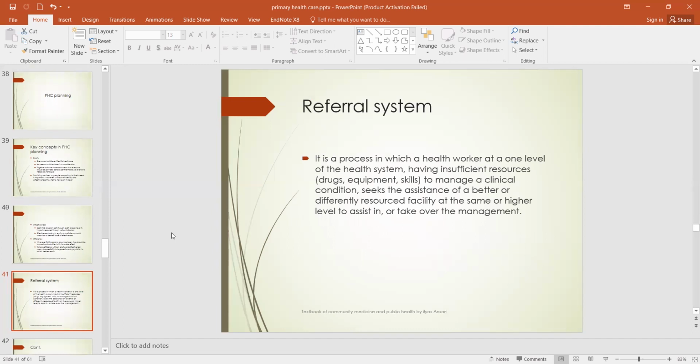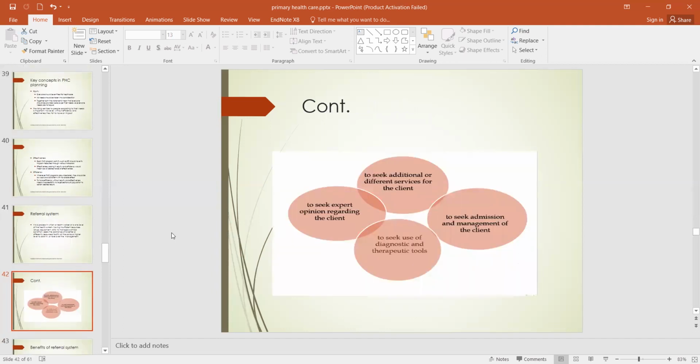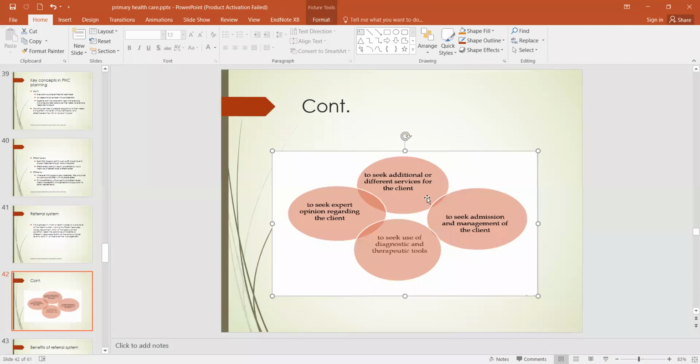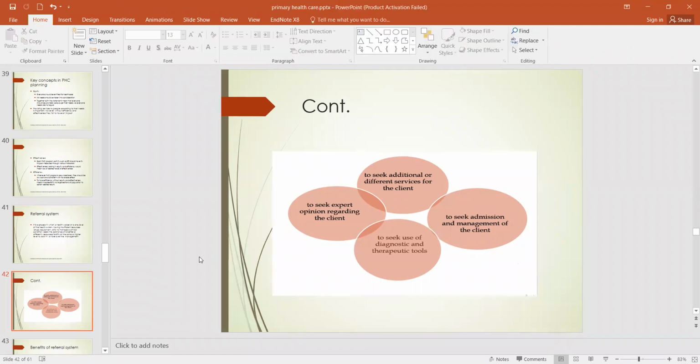Now comes the referral system. It is a process in which a health worker at one level of the health system, having insufficient resources to manage a clinical condition, seeks the assistance of a better or differently resourced facility at the same or higher level to assist or take over the management. Why is there a need for a referral system? To seek expert opinion regarding the client, to seek additional or different services for the client, to seek admission and management of the client, and to seek use of diagnostic and therapeutic tools.